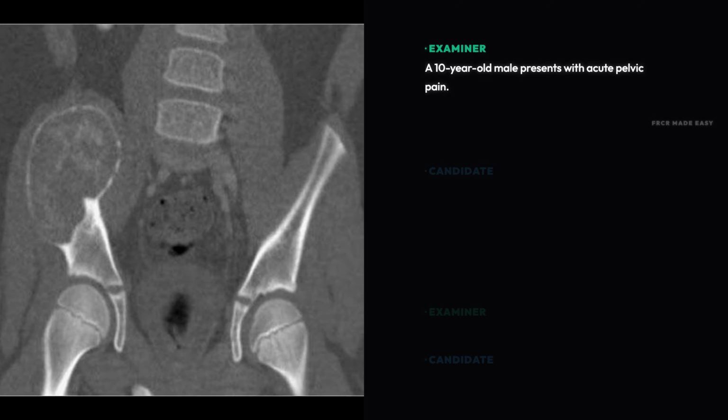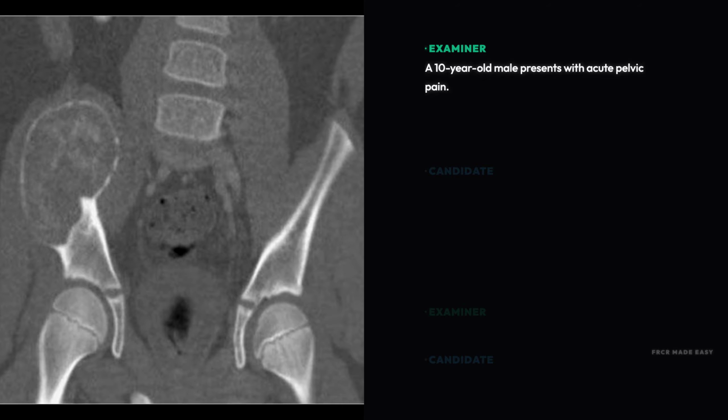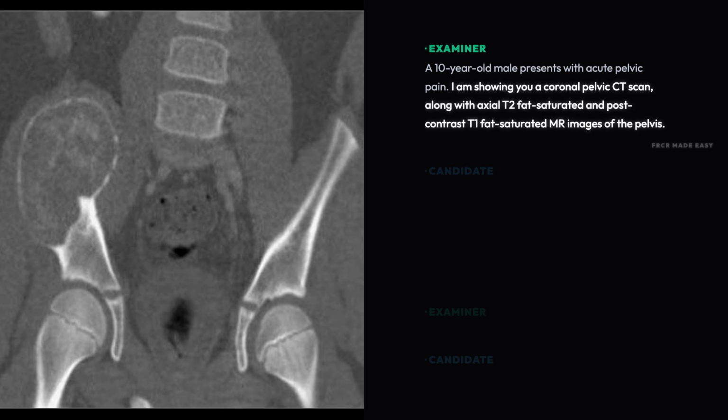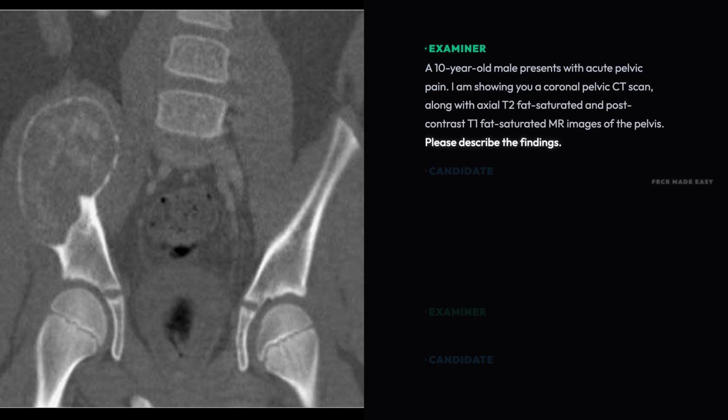A 10-year-old male presents with acute pelvic pain. I am showing you a coronal pelvic computed tomography scan, along with axial T2 fat saturated and post-contrast T1 fat saturated magnetic resonance images of the pelvis.